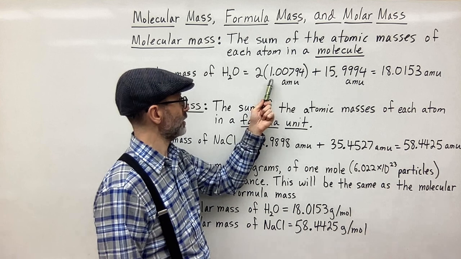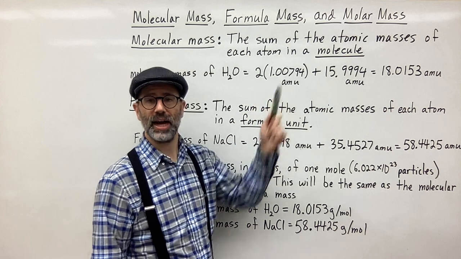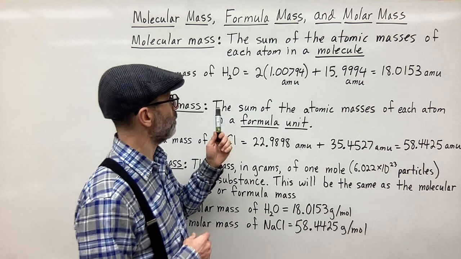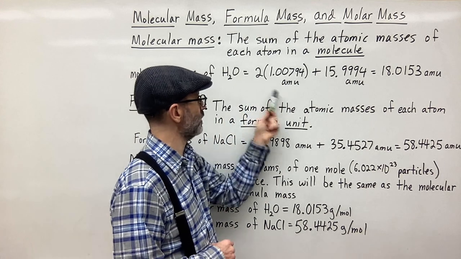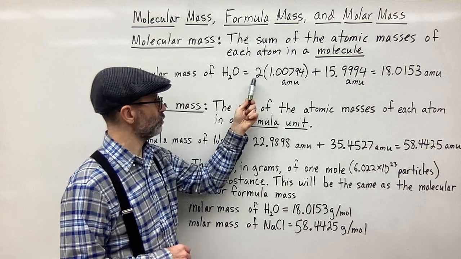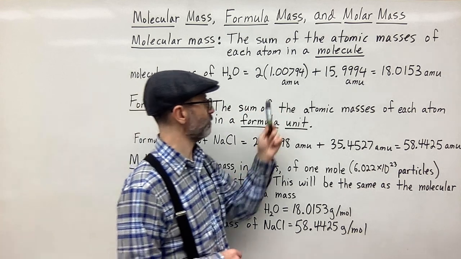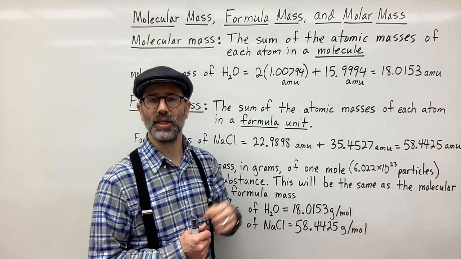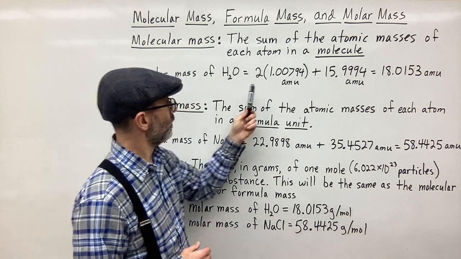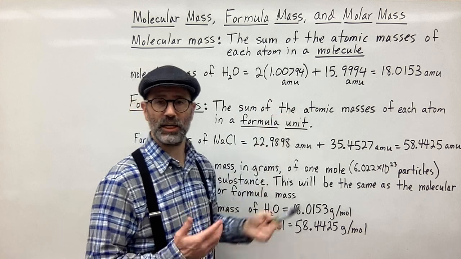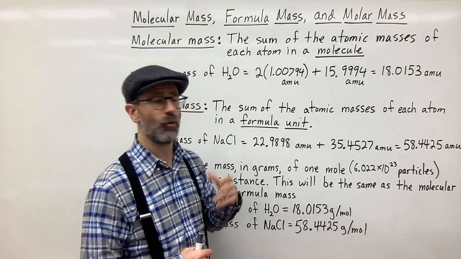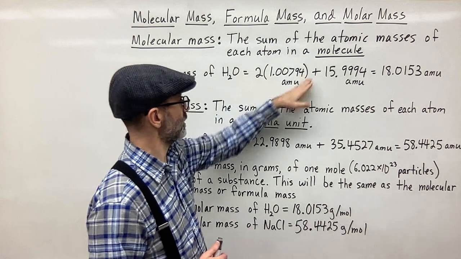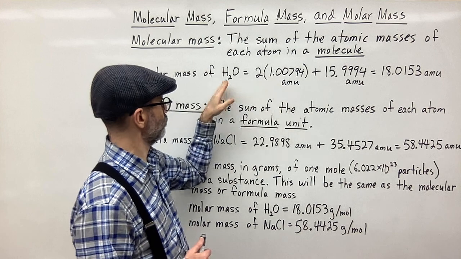Here we have the atomic mass of hydrogen, 1.00794, or if you want to round it to 1.008, that's fine too. But the idea is that you're adding two of these together because you have two hydrogens, so 2 times 1.00794. And this is the unit AMU, atomic mass unit, which is for really small particles. That's the unit we're using for individual atoms, molecules, and formula units.